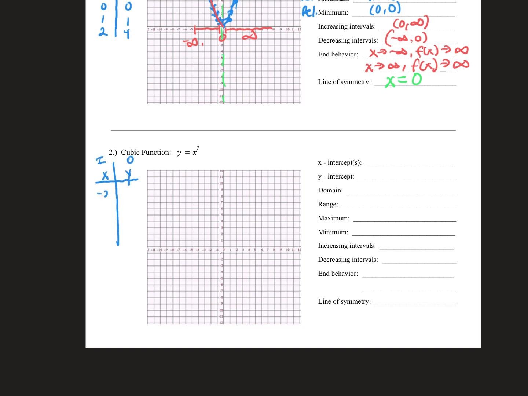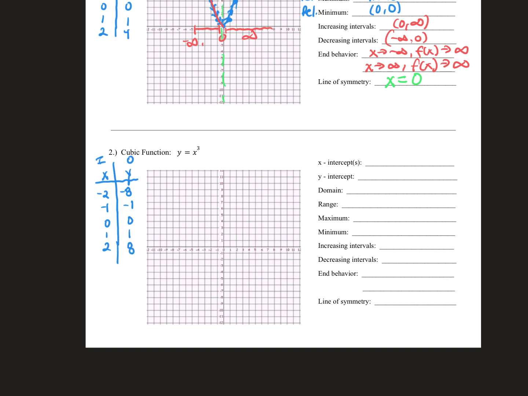So I'm going to just pick nice, easy numbers again, some positive, some negative. We'll go -2 to 2. -2 cubed is -8. Again, that's -2 times -2 times -2. -1 cubed is -1. 0 cubed is 0. 1 cubed is 1. 2 cubed is 8.